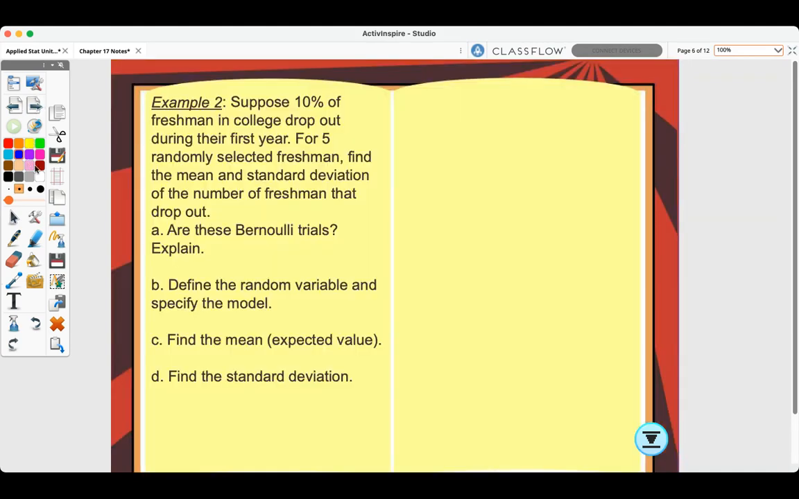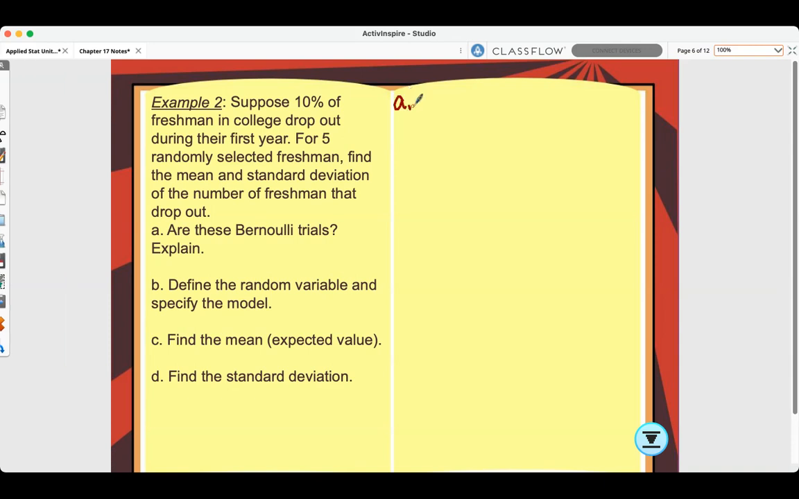Let's look at example 2. Suppose 10% of freshmen in college drop out during their first year. For 5 randomly selected freshmen, find the mean and standard deviation of the number of freshmen that drop out. So A, are these Bernoulli trials, and explain. So A, there are 2 outcomes. So yes, we have 2 outcomes.